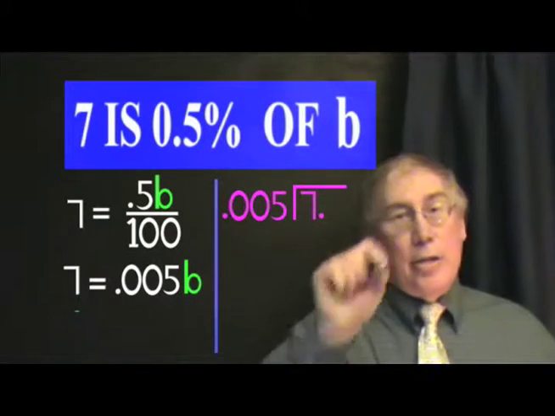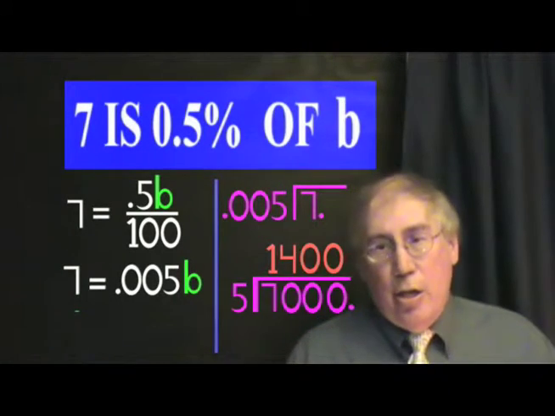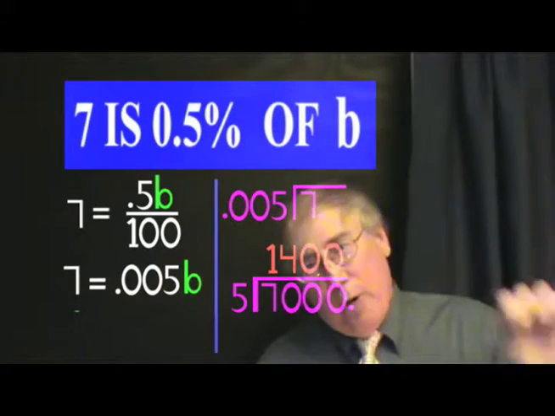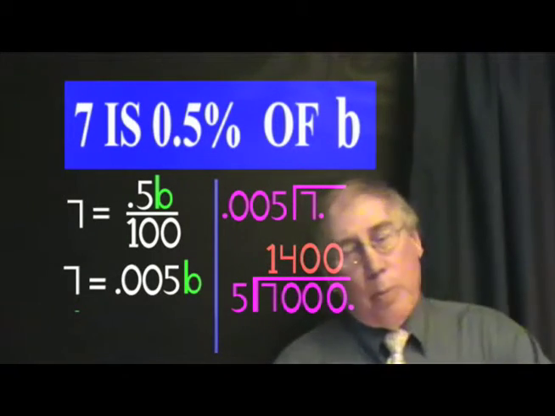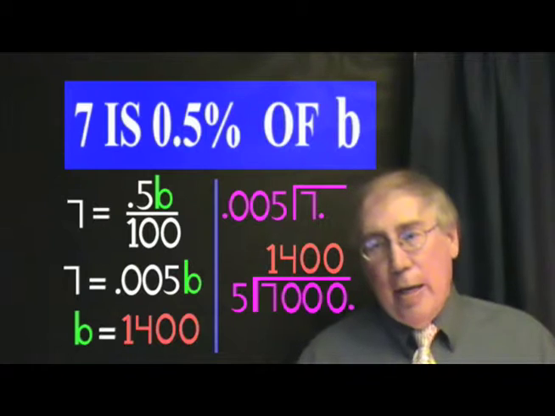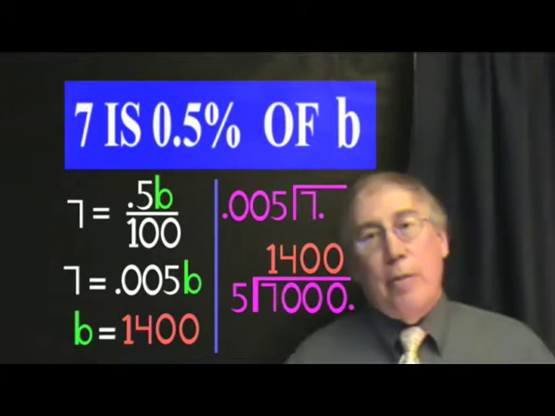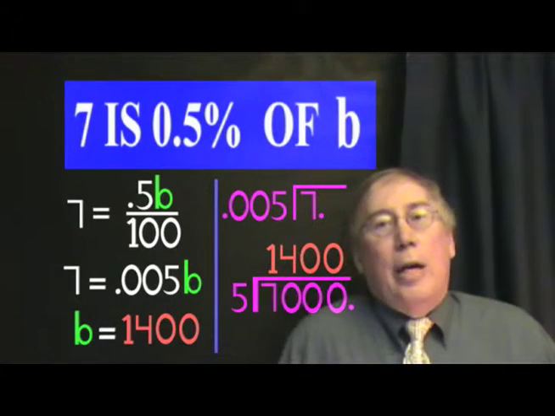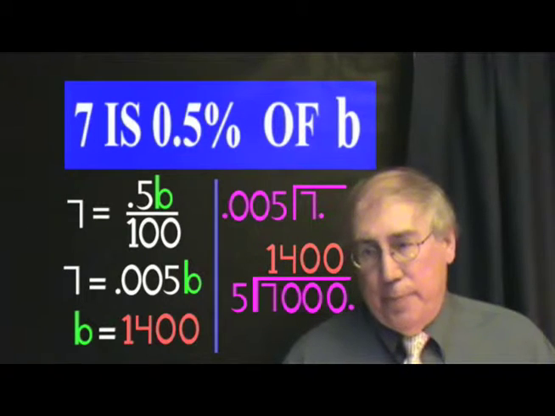Now, we want to divide 0.005 into 7. Now, 7 really has a decimal point at the end. So what we can do is, if we're dividing by 0.005, we can move the decimal point over 3 places to the right, and we can divide 5 into 7,000, and so b would equal 1,400. So it's a decimal thing.